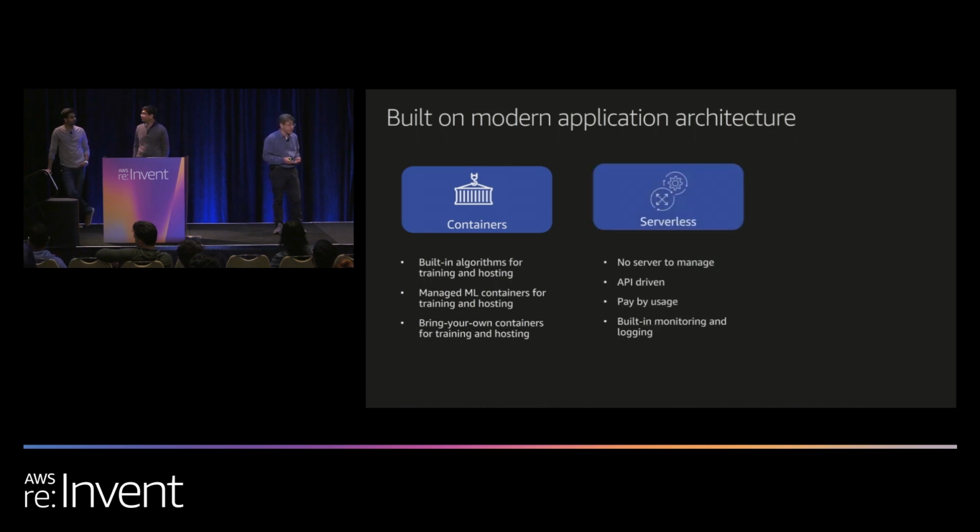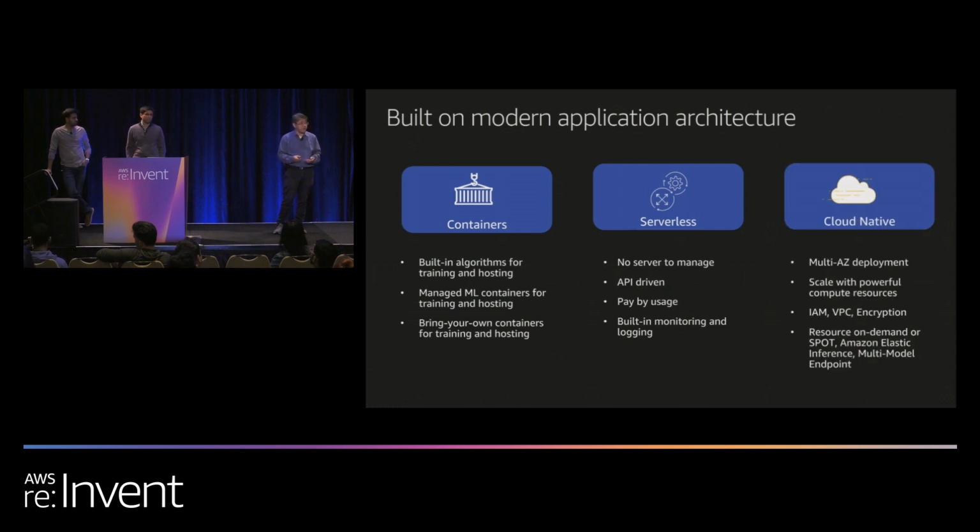Now, with Amazon SageMaker, there's really no server to manage. You interact with the backend using a high-level machine learning API, and you pay for what you use. It also follows many of the best practices in cloud-native architecture, such as deployment across multiple availability zones. And you have a large range of CPU and GPU-based instances for both your model training and model hosting. And it's also seamlessly integrated with the rest of the AWS ecosystem and services, such as IAM, VPC, and encryption.